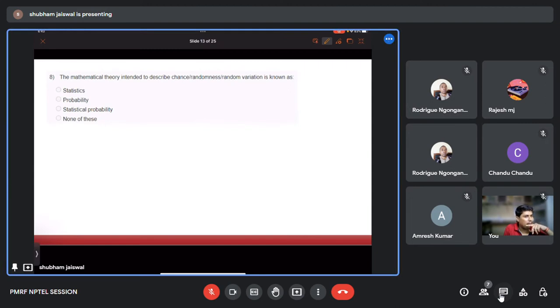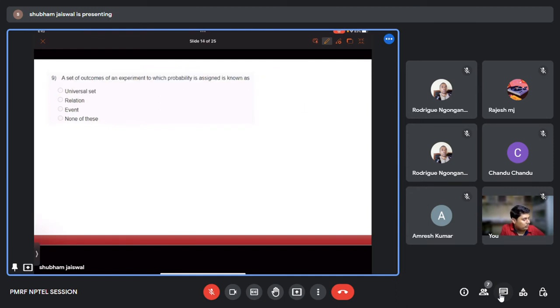Okay. Anyone? Any other option? So it's probability. What they are saying is they describe the chance or randomness or random variation. Like if I have a coin and if I toss, what is the chance that I am getting head and tail? To study that, they have developed one theory, and that theory is known as probability. That is the chance, the chance of occurrence also, in simple words. So that is nothing but probability.